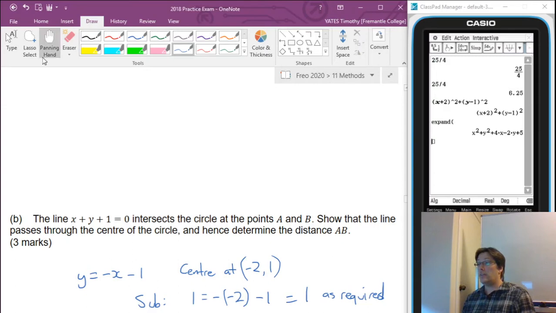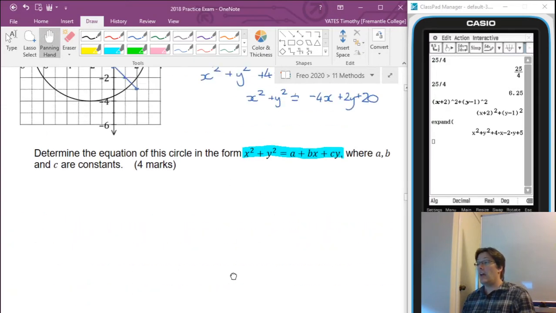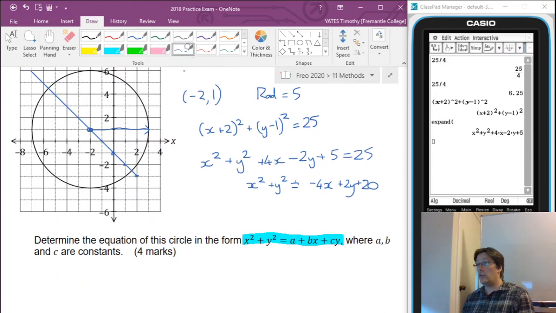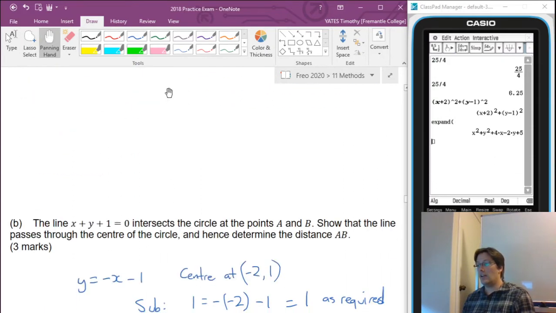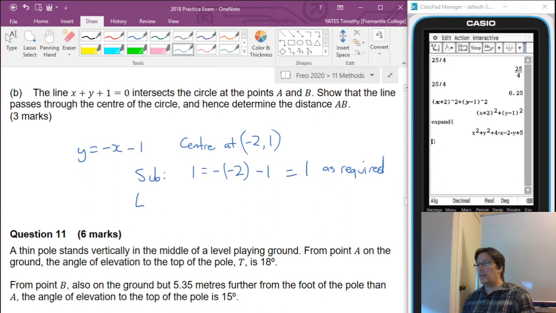Okay, intersects the circle at the points A and B. So it intersects the circle at 2 points. It doesn't actually matter where these 2 points are. We've got a straight line here. What's this? This is the diameter. We know that that's the diameter because it goes through the center. It's a straight line. So the length equals 10. It's always going to be 10. We don't have to calculate it because it's just the diameter of the circle, and we already know the radius is 5. There we go.